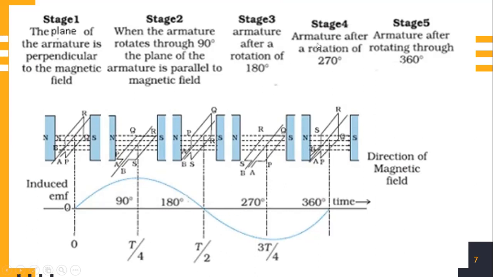Then stage 4, the armature after a rotation of 270 degrees. Again the induced EMF is maximum, but the direction is negative. The current changes its direction. That is why it is called AC or alternating induced current. Stage 5, the armature after rotating through 360 degrees comes to the first position, vertical direction. Here it completes one cycle and again the EMF is 0.